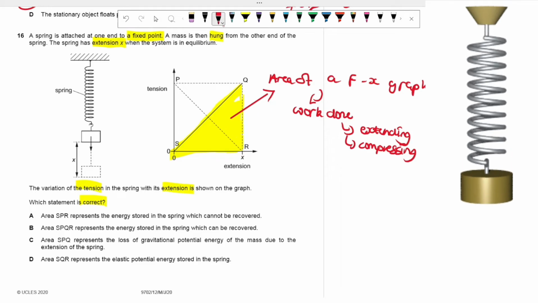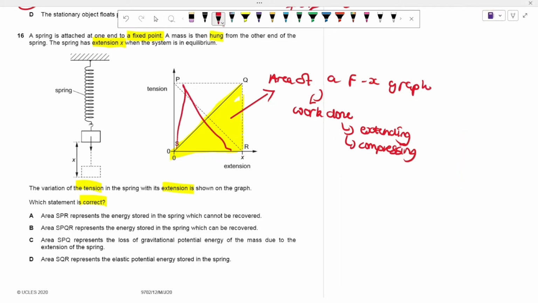We want to find the area SPR. The area SPR is that area, and it is not the area that we shaded. So A cannot represent any energy, because the energy that is stored is stored during the process of doing work. Area SPQR, this entire area, is this the area that we shaded? No. So B has to be wrong. Area SPQ, is this the area that we shaded? No. This area symbolizes nothing. So how can it show the loss of gravitational potential energy when that area doesn't symbolize anything at all? So C will also be wrong.